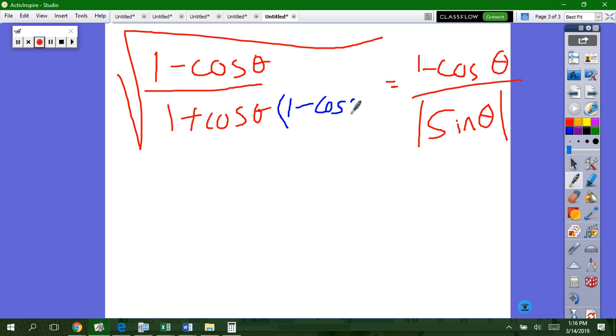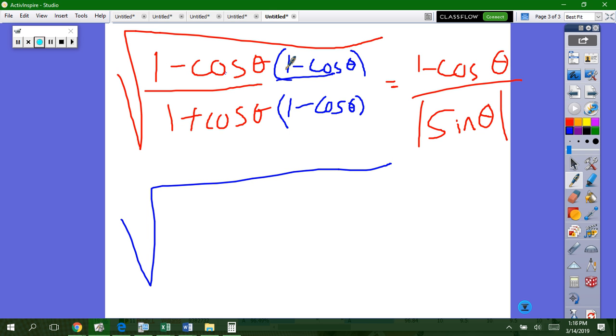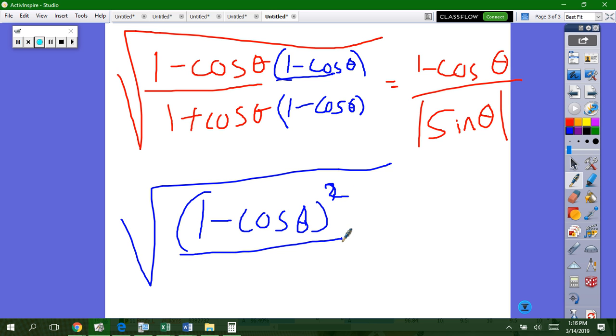The conjugate is what we call it. We times the conjugate top and bottom. Everybody agree with that? Then we have a big old square root again. And I have 1 minus cosine times 1 minus cosine. I don't know about you guys, but that's 1 minus cosine quantity squared. That looks like a 3, but it's a squared. And then the bottom, they are conjugate pairs, so it's a difference of squares.